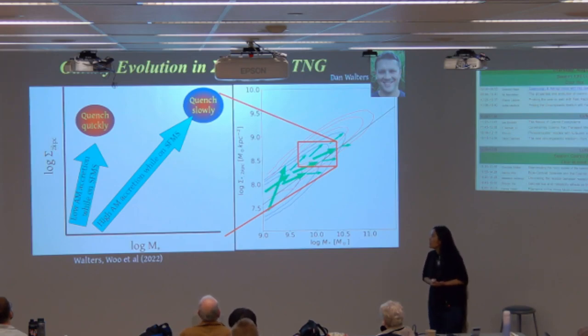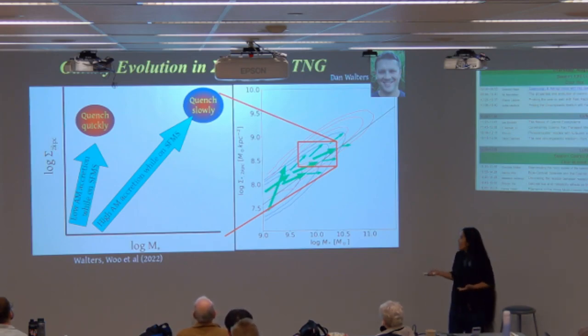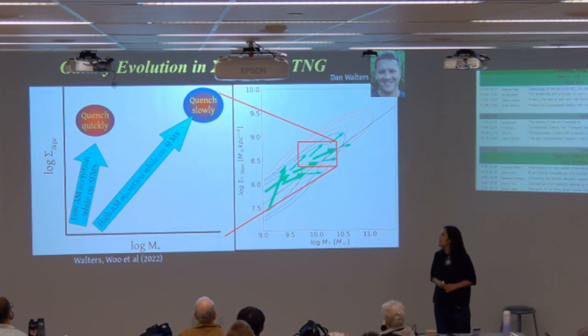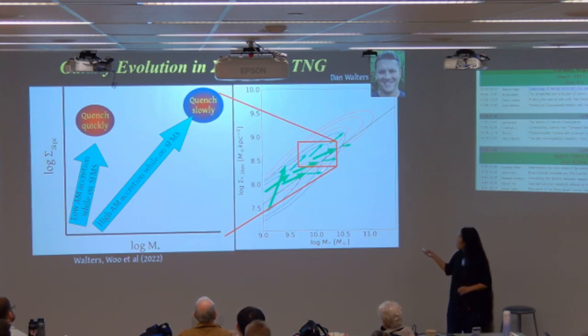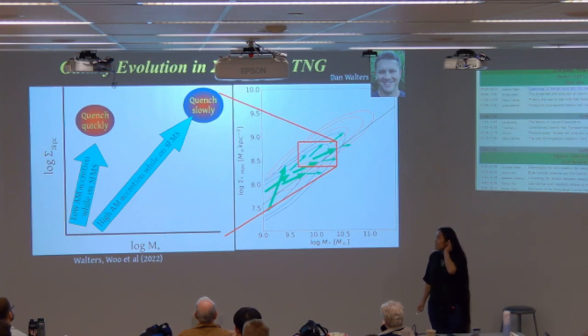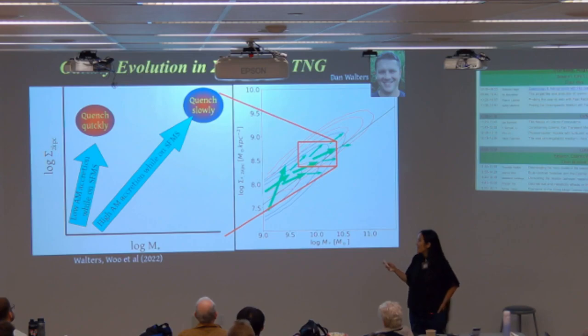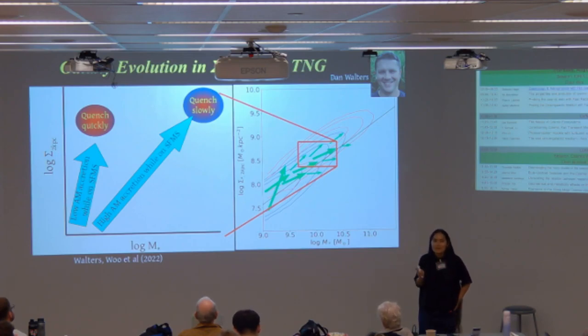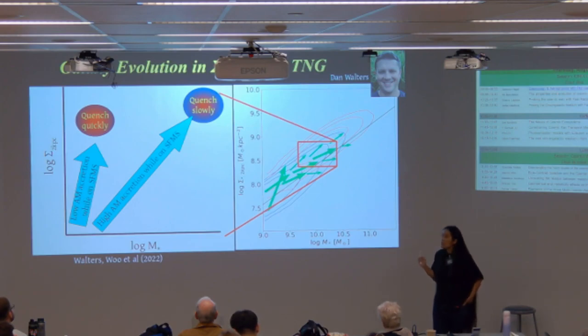with low angular momentum while star forming, and if you are evolving in a shallow way in this diagram, meaning that you grow your M star more than your sigma 2, more than your density, then you are accreting gas at high angular momentum accretion. And we also found that when they quench, the ones that accreted with low angular momentum quench quickly, and the ones that accreted with high angular momentum quench slowly.